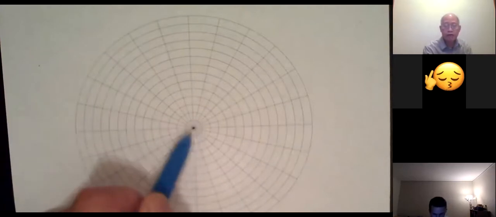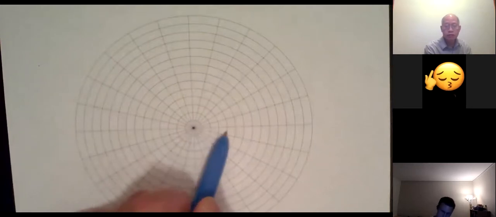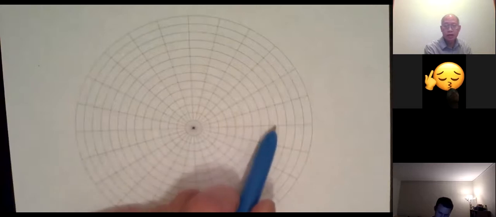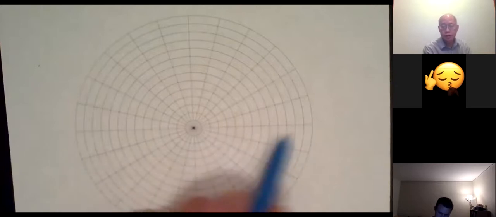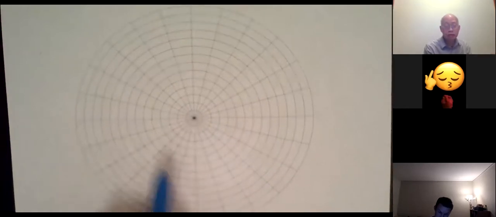And if you count, there are 14 concentric circles, with the same center. Concentric means same center. 1, 2, 3, 4, 5, 6, 7, 8, 9, 10, 11, 12, 13, 14. So there are 14 circles. Again, you must use this graph paper for uniformity's sake.